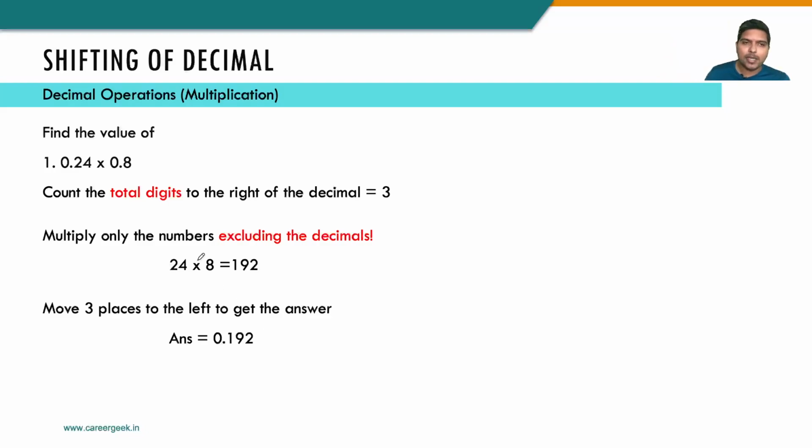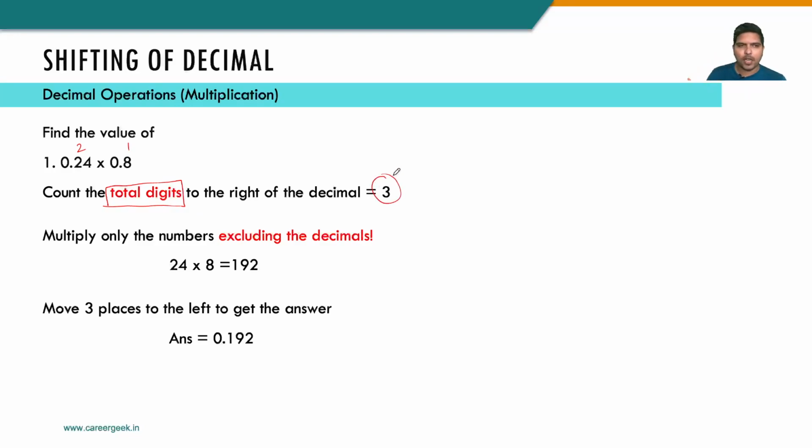Now, how do we multiply? We'll see multiplication and division. Bit tricky, but if you understand the logic, it's straightforward. The first step, what you'll need to do is count all the digits to the right of the decimal. When I say all the digits, in all the numbers. So there are 2 digits here, there is 1 digit to the right of the decimal. So total we have 3 digits.